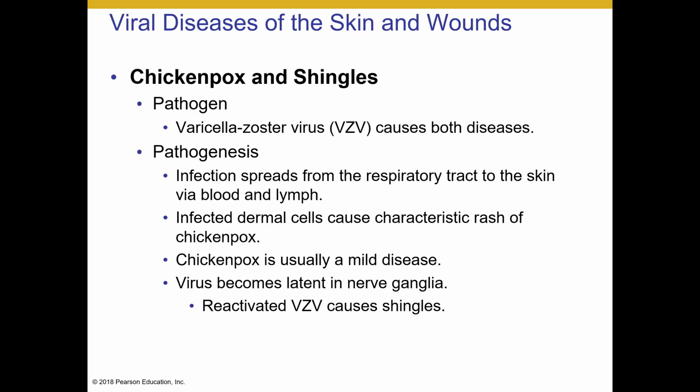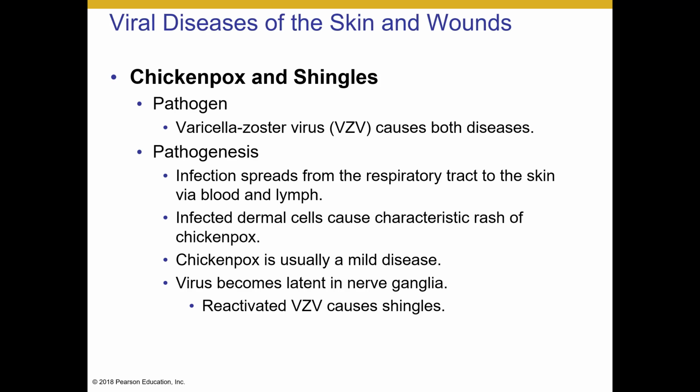Varicella-zoster virus spreads initially through the respiratory tract. A person inhales viral particles, which infect cells in the upper respiratory system. The virus then enters the bloodstream and lymphatic system, spreading throughout the body. When the virus reaches the skin, it infects dermal cells, causing the characteristic chickenpox rash. The rash forms because infected cells are destroyed and the immune system responds with inflammation.